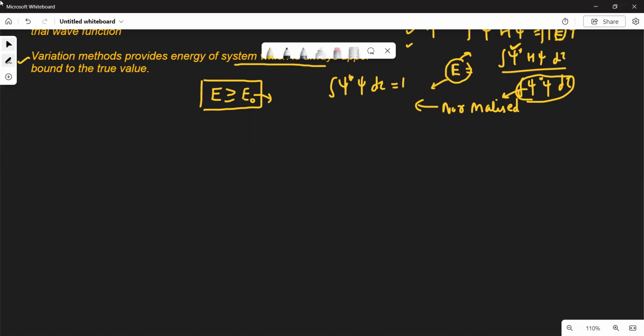So as I said, we require the Hamiltonian and wave function for the helium atom. So let's first discuss the helium atom. We know the helium atom is a two electron system, right? And having one nucleus.